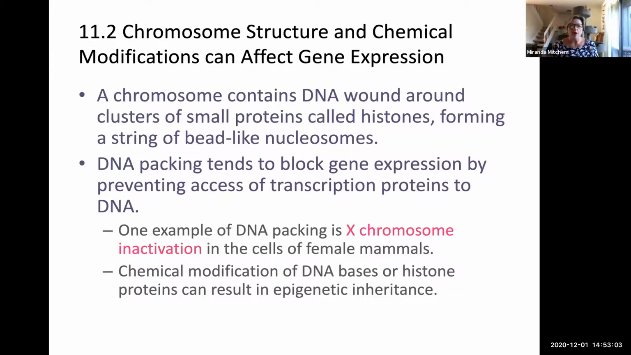And there are changes that can happen to the DNA bases or even to the histones themselves, for example, certain chemical groups adding to them. And that can result in what is called epigenetic inheritance. This is a big area of research now, epigenetics, but it's a way to look at the effects of the environment and other factors on gene expression. There's a lot of research looking at epigenetic inheritance in different cancers.